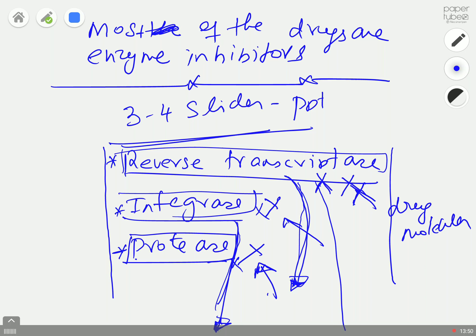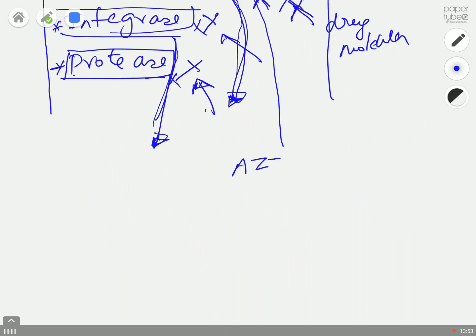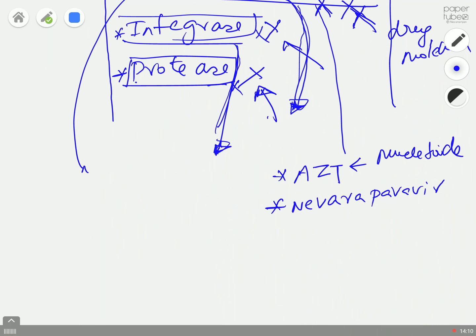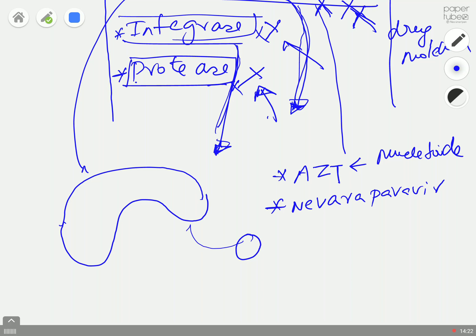And there are a few drugs like AZT and another one, sorry for my pronunciation. These have the structure of a nucleotide. Take this reverse transcriptase: say this is your enzyme, and say this is your nucleotide. The enzyme takes your nucleotide here, and that's how it works, and then it builds the complementary strand.